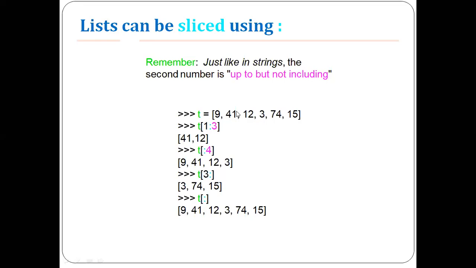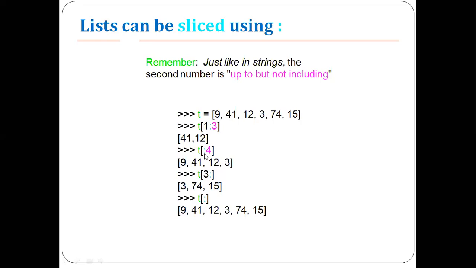Look at one example here. I have t is equal to 9, 41, 12, 3, 74, and 15. So what I want is to slice the list here. So what is the slicing here? I'm doing t, then a bracket 1:3, which means that beginning from index 1 slice up to 3, excluding 3, slice only index 1 and index 2, not index number 3. So the output is 41 and 12.